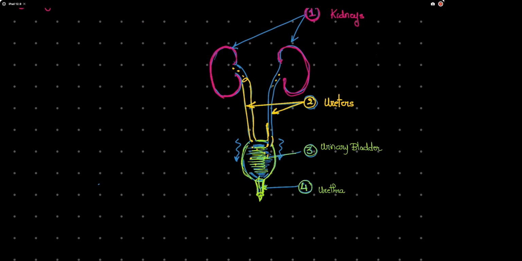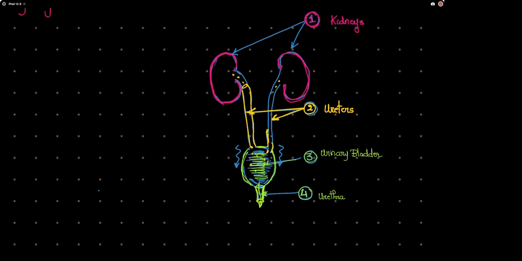So again, what are we looking at in here? Looking at the kidneys, ureters, urinary bladder, and the urethra. All those are located behind the peritoneum, outside of the peritoneal cavity, behind the rest of the abdominal organs. They are all retroperitoneal.